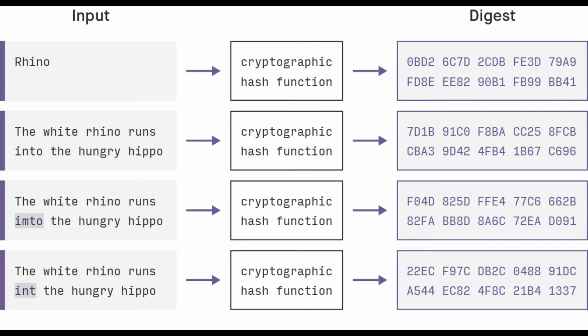And you can even see that some of these are extremely similar, right? The white rhino runs into the hungry hippo. The white rhino runs into the hungry hippo. And despite those inputs being nearly identical, they produce what appear to be wildly different outputs. And that's the whole magic here. So these cryptographic hash functions produce unique outputs for different inputs, and they appear completely different. There's no rhyme or reason to this, except there is. It's just that we can't reverse engineer those outputs and figure out the inputs that were used to create them.